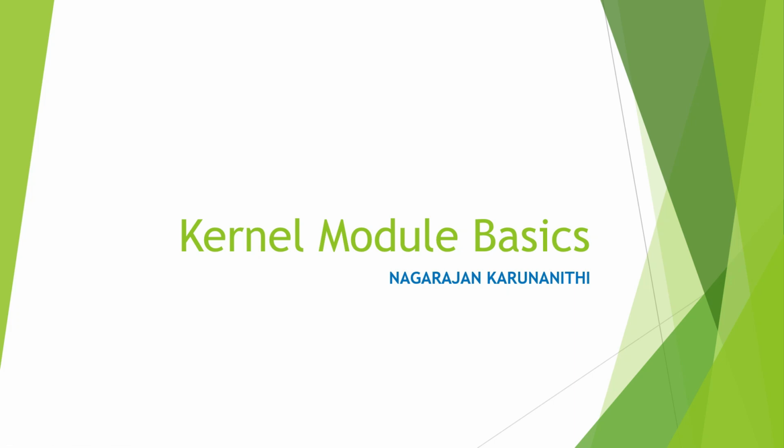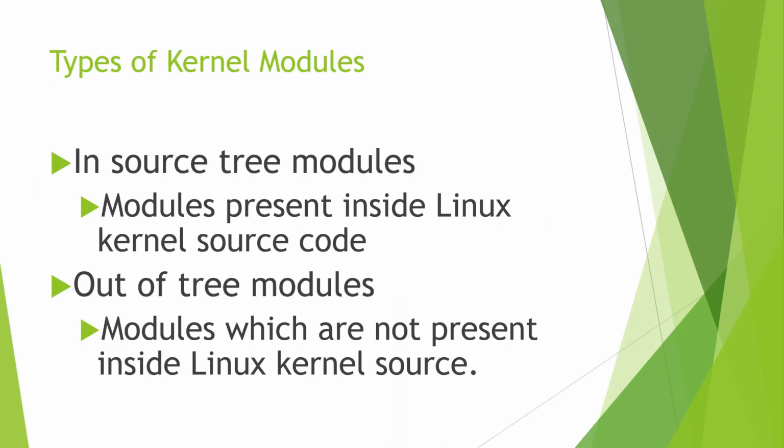Hello everyone. In this video, I'm going to explain some kernel module basics. There are two types of kernel modules: in-source tree modules and out-of-tree modules. In-source tree modules are the modules which are present inside the Linux kernel source code. For example, if you download the plain Linux kernel from kernel.org, the modules present inside the Linux source code are called in-source tree kernel modules.